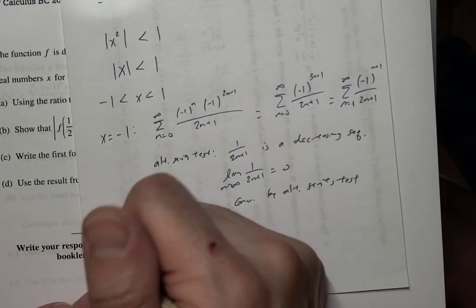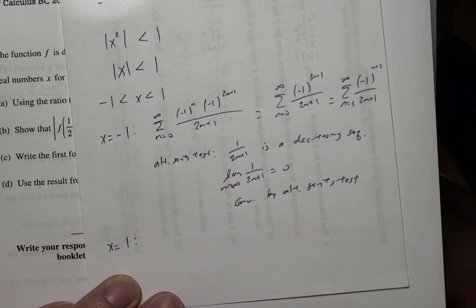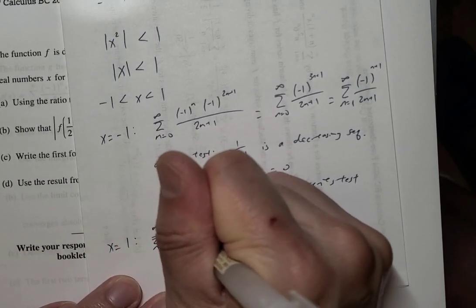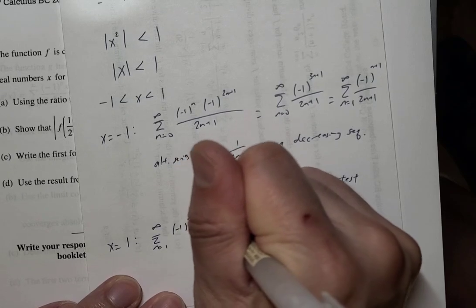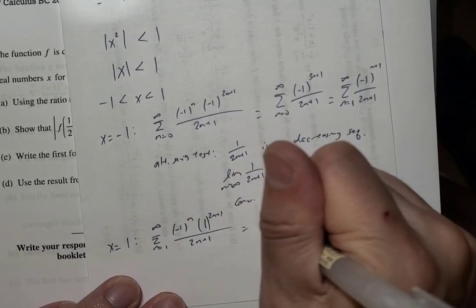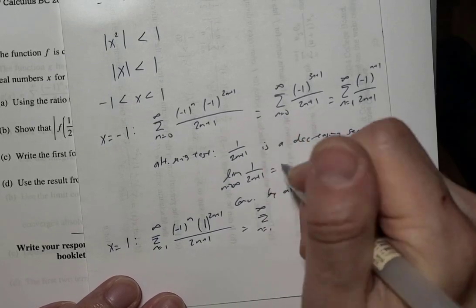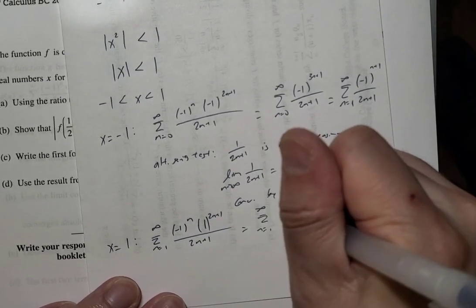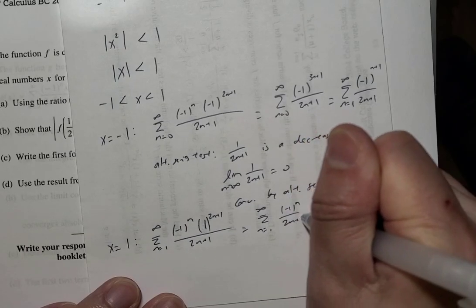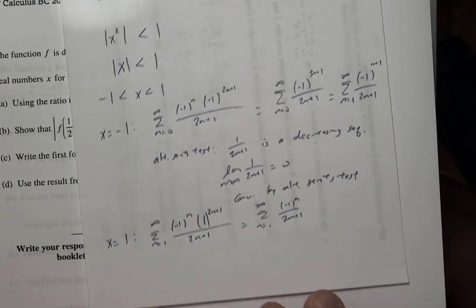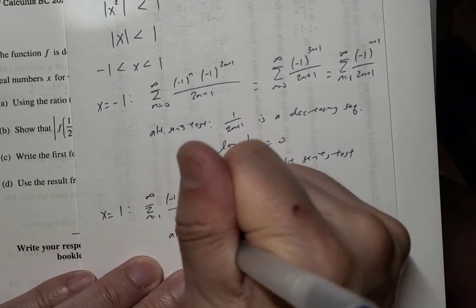Okay? When x is 1, the other endpoint, we get the summation as n goes from 1 to infinity of (-1)^n times 1^(2n+1) over 2n+1. This is just 1, right? So it's just (-1)^n over 2n+1. Okay? So this also converges by the alternating series test.